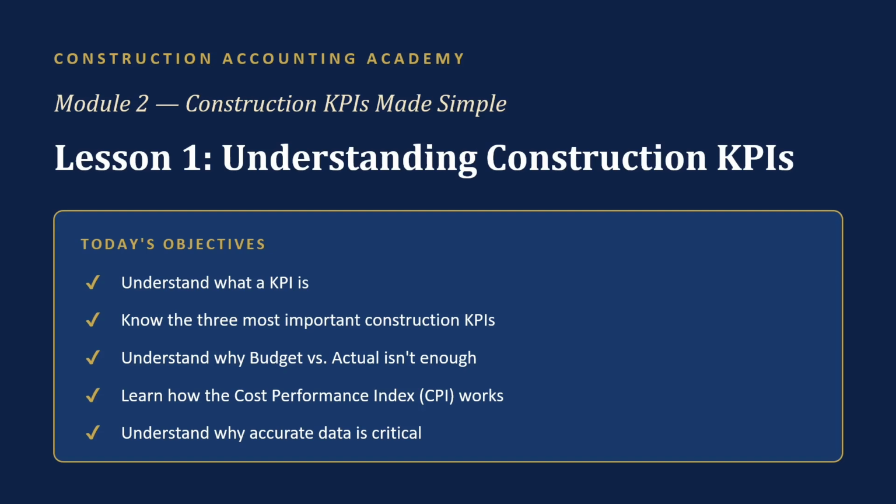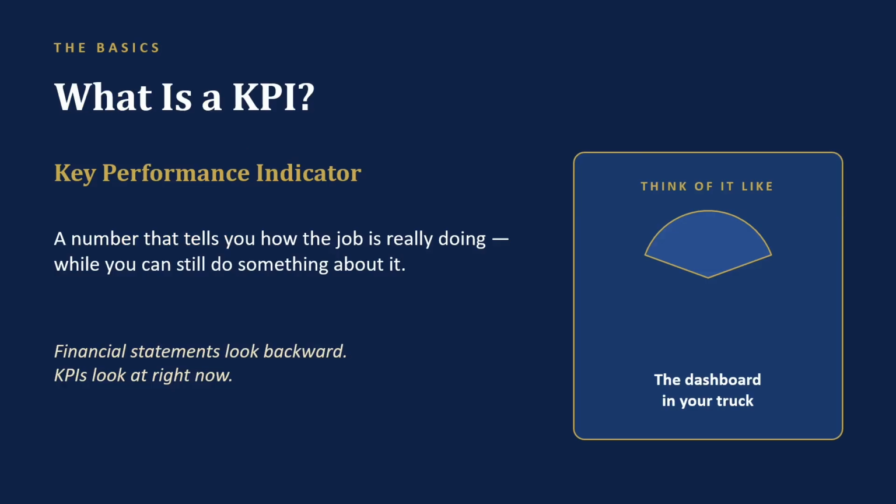By the end of this lesson, you'll understand what a KPI actually is. You'll know the 3 KPIs every construction office should be watching. You'll understand why budget compared to actual, the report everyone relies on, isn't enough on its own. You'll learn how the Cost Performance Index works with a real example, and you'll see why none of it matters if the data going in is wrong. Let's start with the basics.